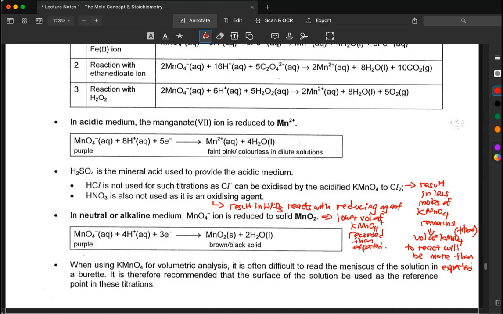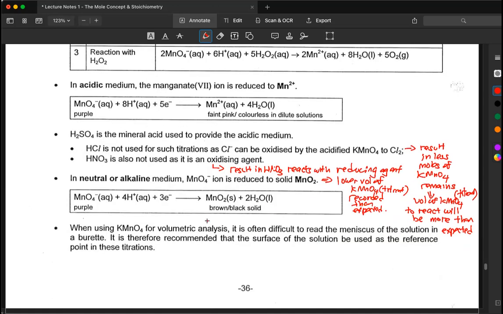Provided this is the titrant. But in neutral or alkaline medium, you will see MnO4 minus reduced to solid MnO2, a brown or black solid. Okay, next.